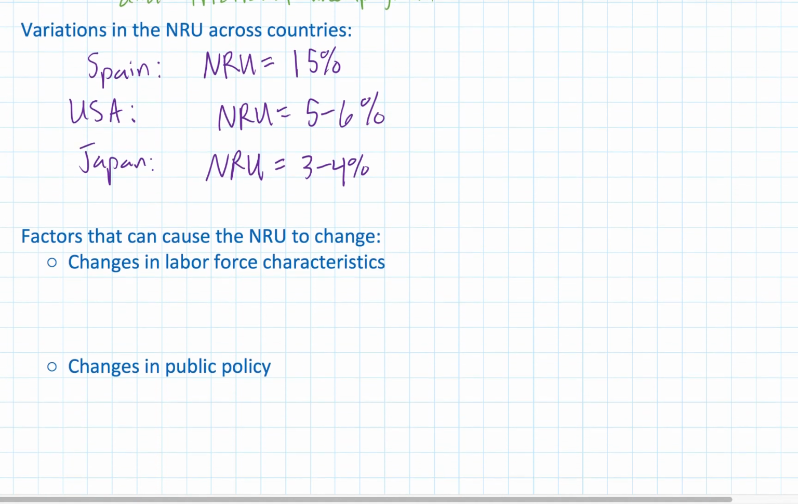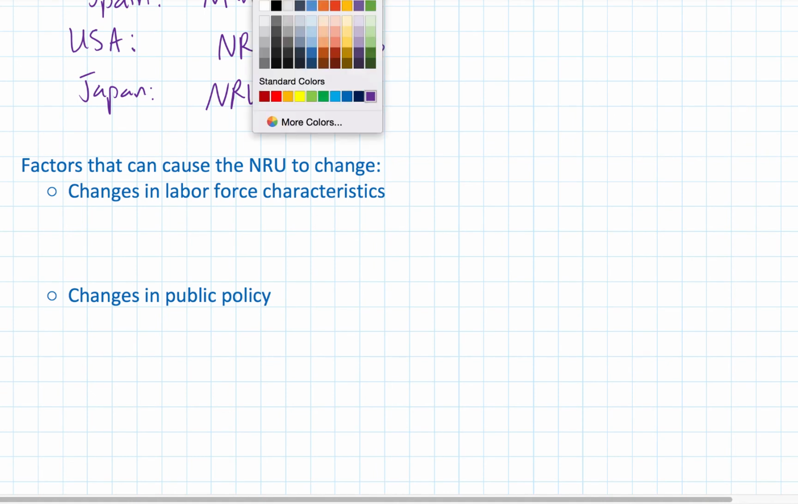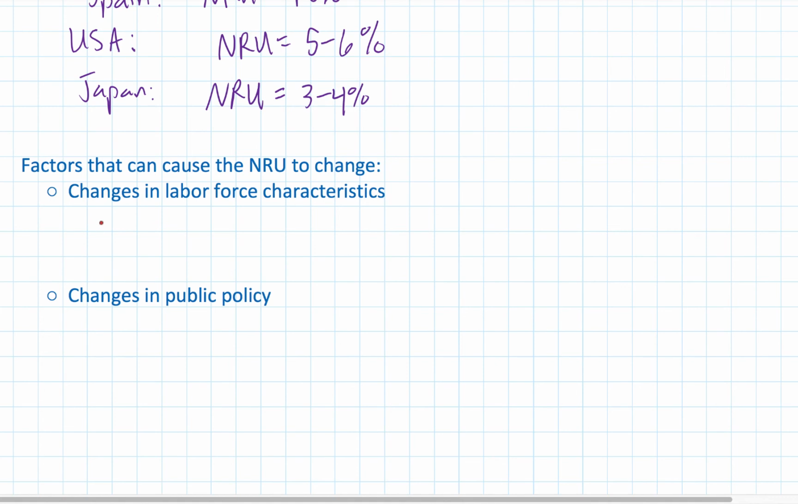So what are some factors that can cause changes in a country's NRU in the long run? Well, first we need to point out that the natural rate of unemployment is not something that's going to change in the short run. Whereas the actual unemployment rate at any particular given time can fluctuate based on changes in the business cycle, the natural unemployment rate to which the country returns when it's producing at its full employment level is not something that's going to change in the short run.